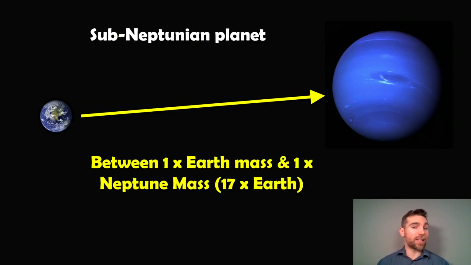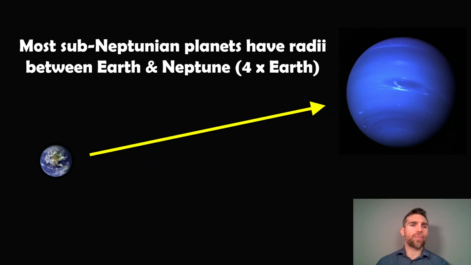So they are, mass-wise at least, between 1 Earth mass and 1 Neptune mass. That's about 17 times the mass of Earth. So that's typically where their masses sit. And most of those will have a radius somewhere between that of Earth and that of Neptune, which is about 4 times the radius of Earth. Now I say most because you can still have a sub-Neptunian planet with a radius larger than Neptune. Those will be classified as super-puff planets because they're quite low mass but also quite large in size. There's a different video explaining what they are, and they're very rare, but most of them have a radius less than Neptune.